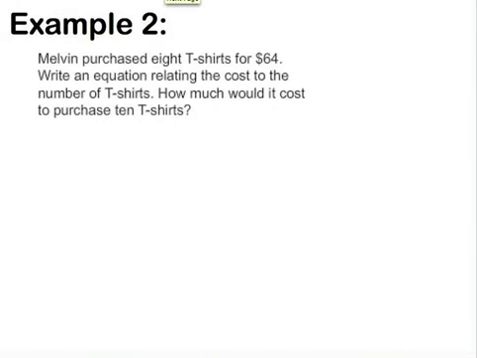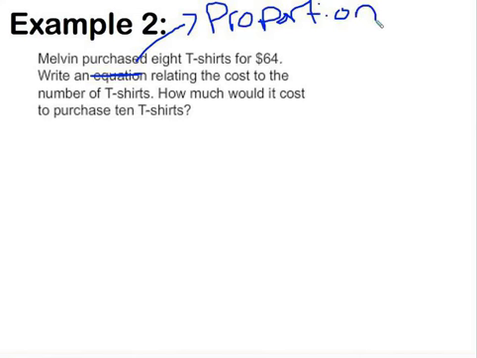Melvin purchased 8 t-shirts for $64. We want to write an equation, or in this case, instead of an equation, we're going to write a proportion relating the cost to the number of t-shirts. How much would it cost to purchase 10 t-shirts? So in this case, the piece of information that we don't know is how much it costs for 10 t-shirts.